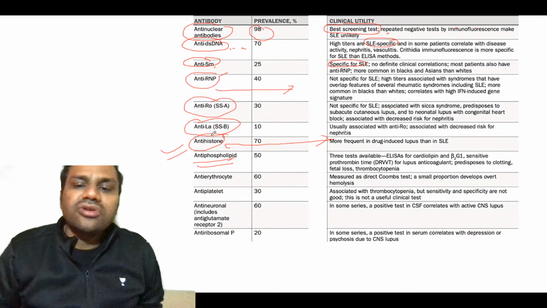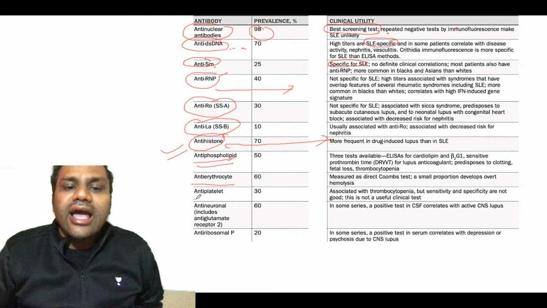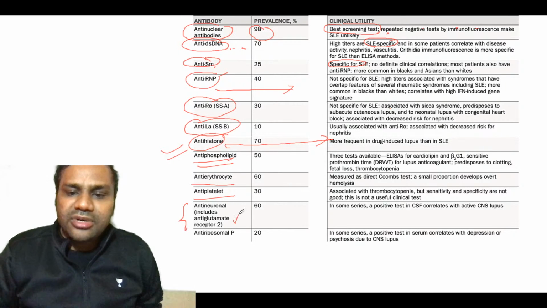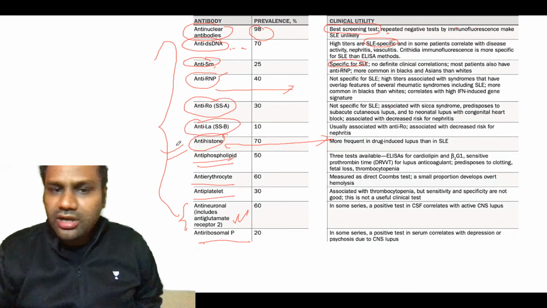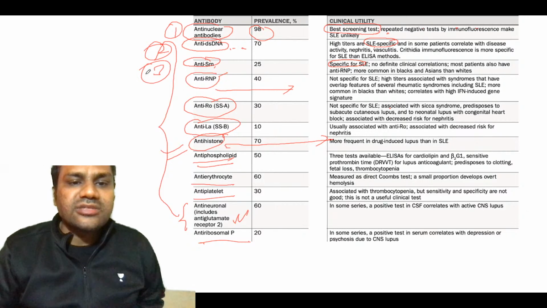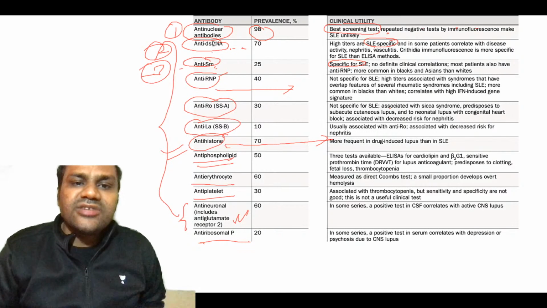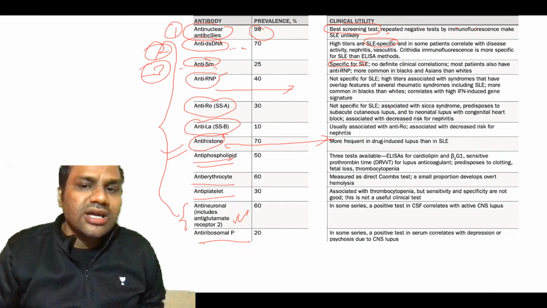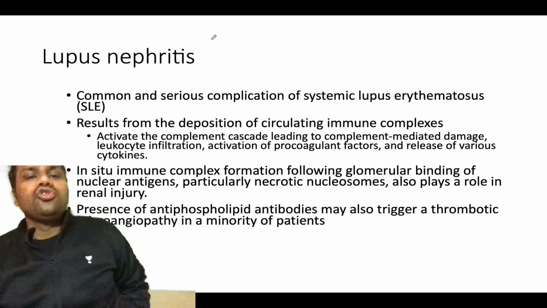Then anti-phospholipid, the antiphospholipid syndrome, you can see this. Anti-erythrocyte antibodies can also be seen, anti-platelet, and also anti-neuronal, including anti-glutamate receptor 2, and you can also see anti-ribosomal P. So these are some of the antibodies you can see in SLE. You need to remember ANA, anti-dsDNA, and anti-Smith. Anti-Smith is most specific for SLE, anti-dsDNA is highly specific, and ANA is positive in the highest number of patients. So what do you need to know about lupus nephritis?